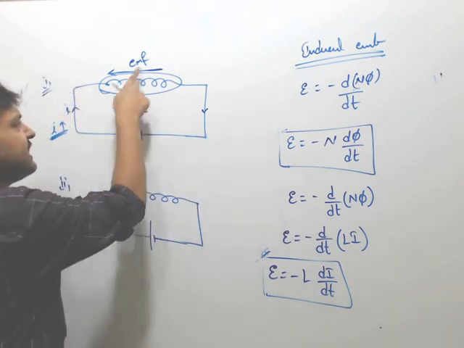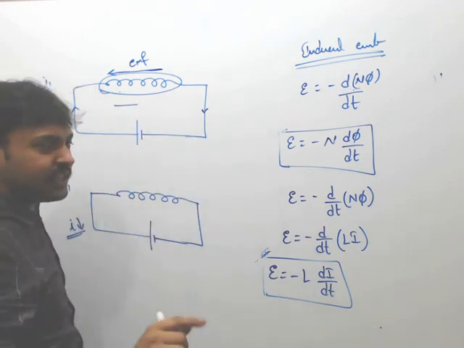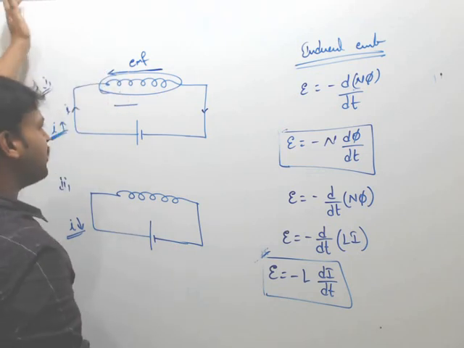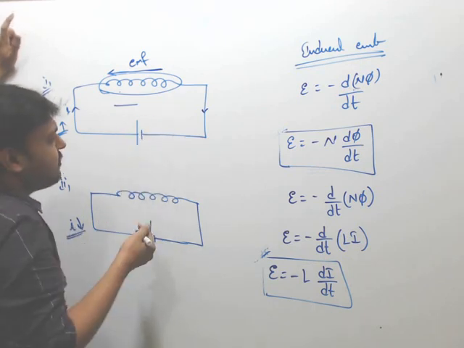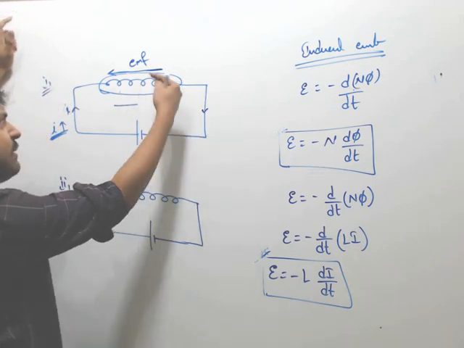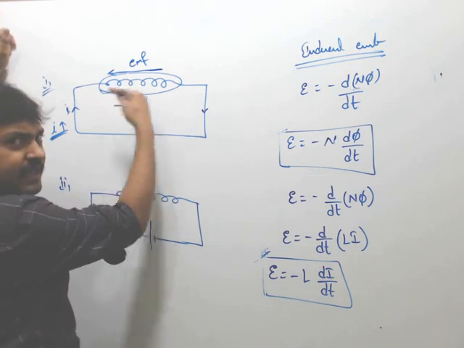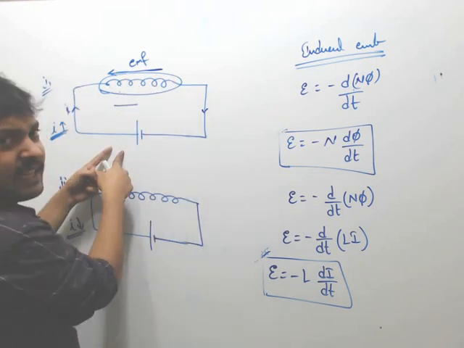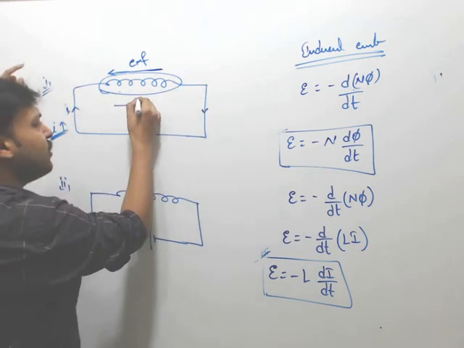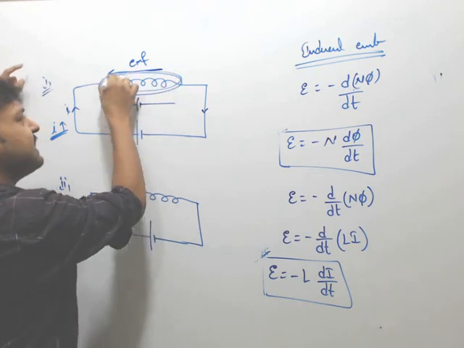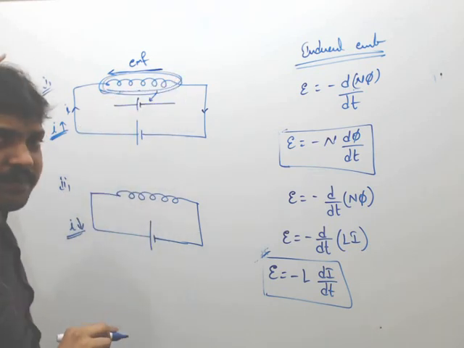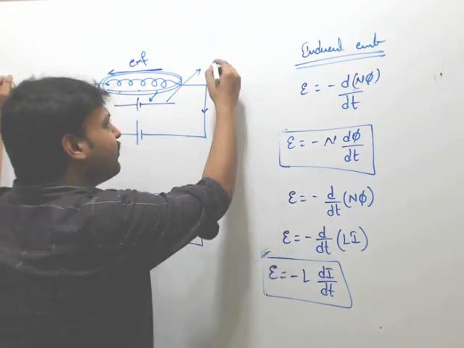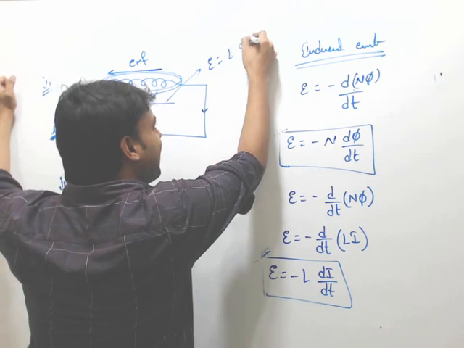Now can I replace this inductor with a battery? Try to understand. I am replacing this inductor with a battery. So how should that battery be? Where should the positive terminal be and where should the negative terminal be? Induced EMF in this direction, in the sense the current also opposes the current which is there in the circuit. So can I replace this inductor with this battery? And what is the EMF of this battery? So E equals L di by dt.